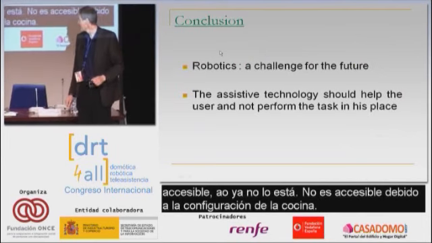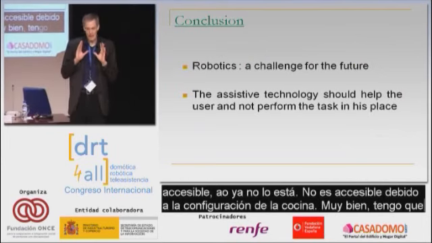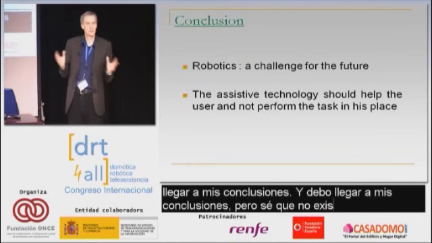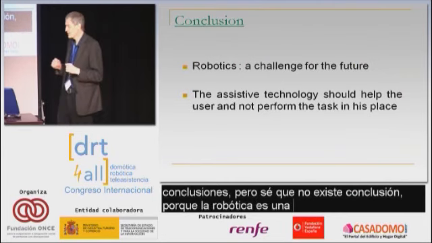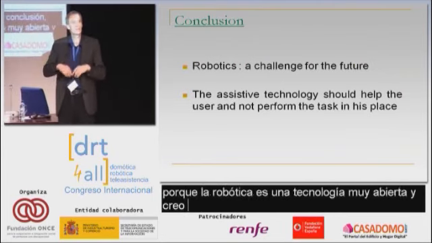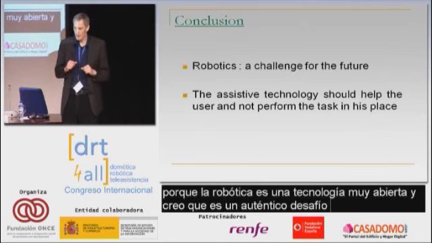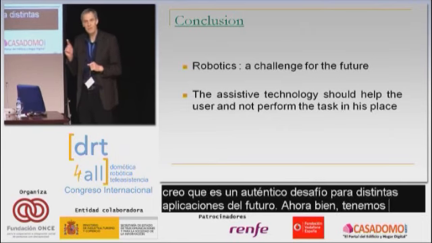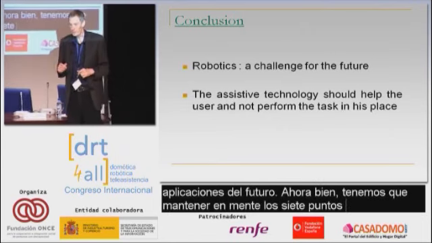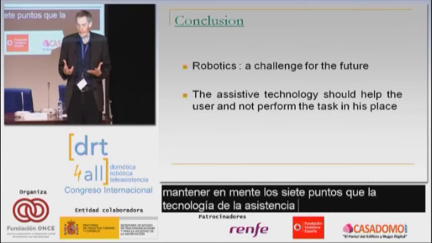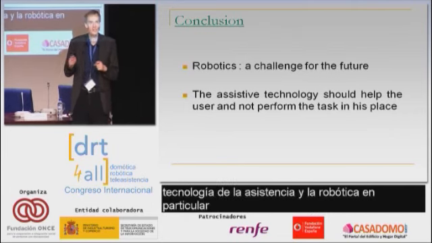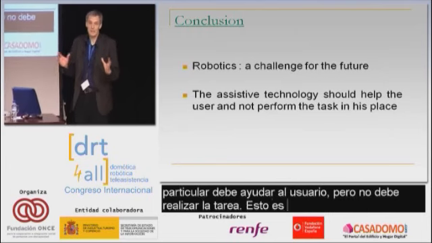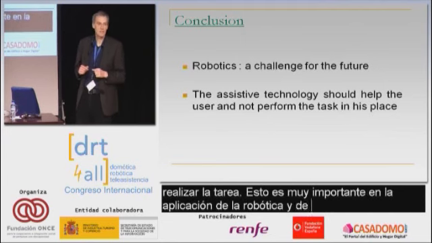Okay, I have to conclude now, but I know there is no conclusion, because robotics is a very open technology, and I think it's a real challenge for different applications of the future. But we must keep in mind a second point: assistive technology, and robots in particular, should help the user, but not perform the task in his place. This is very important in the application of robotics and all assistive technology to people with disabilities.